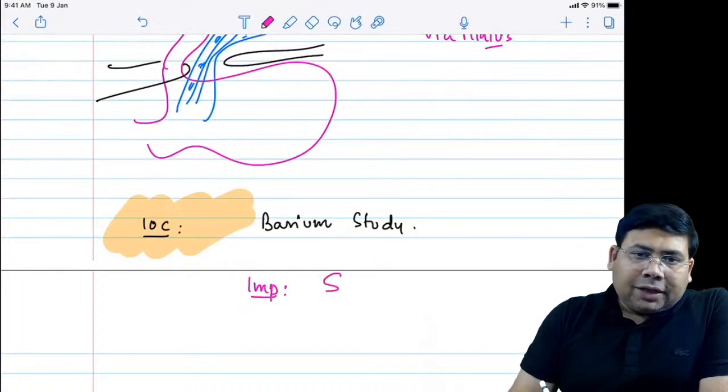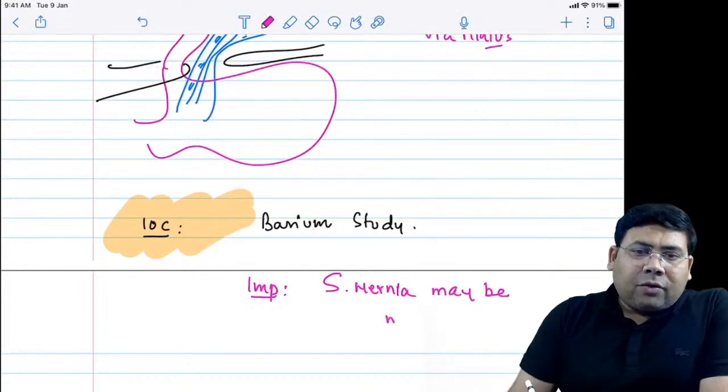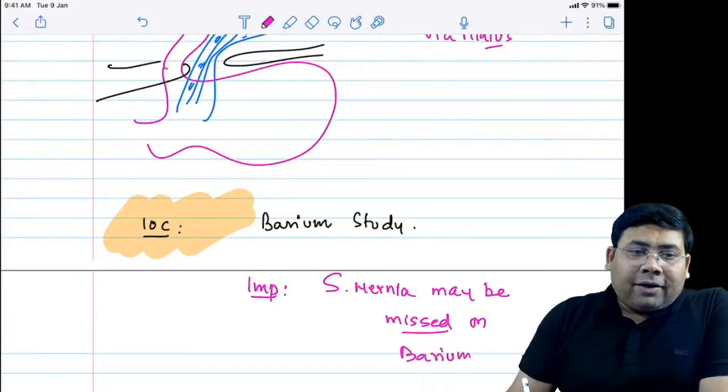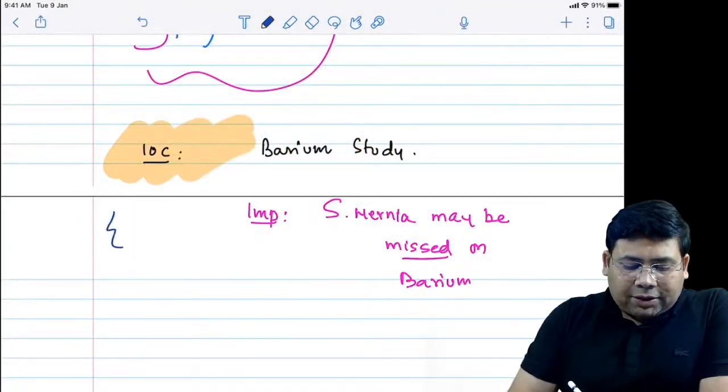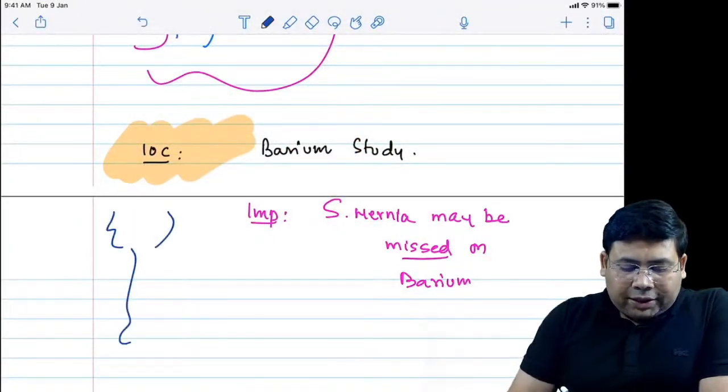Important is sliding hernia. It may be missed on barium. Why? Can anyone tell me why? But see, this is very simple. Try to understand. This is what is sliding hernia.